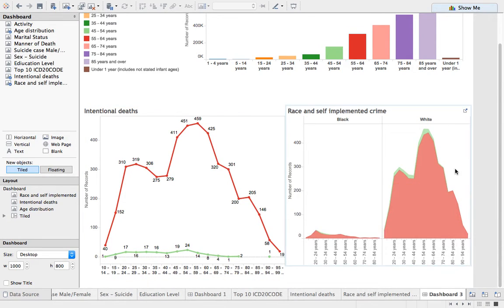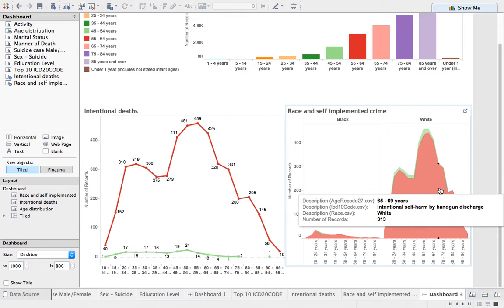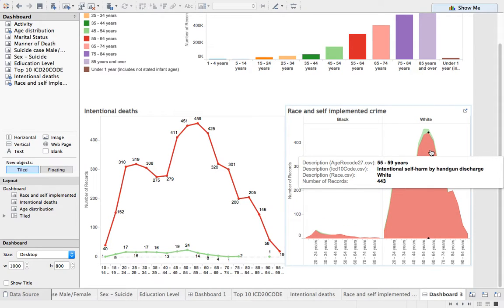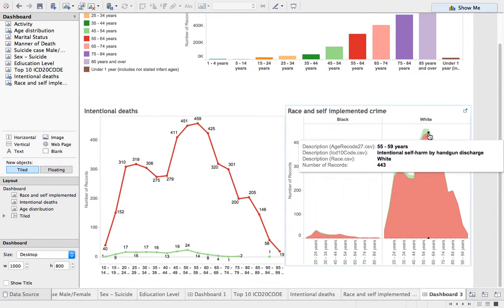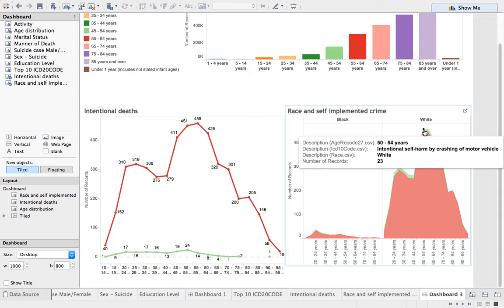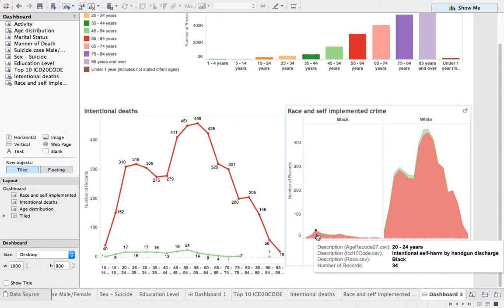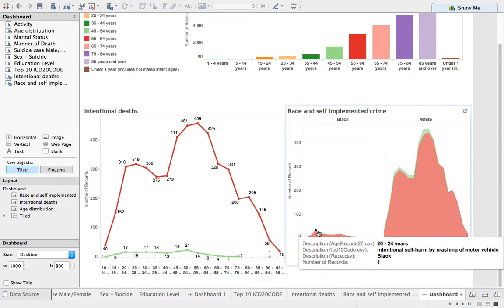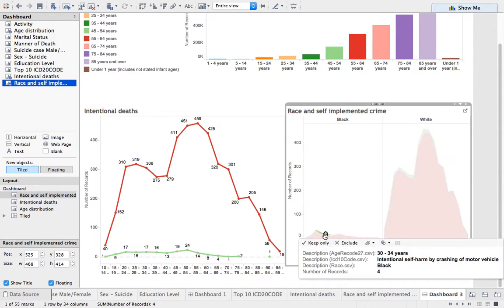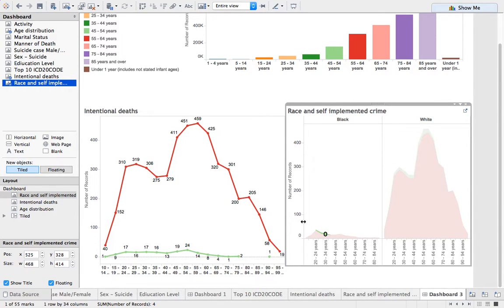Now if you bring the race category into the intentional death records, we can see there's a lot of change. Since the white population is the most dominant in the US, the number of white records is higher, but we can still check the mean age: for handgun it's 55 to 59 years in the white category, and 50 to 54 years in the crashing of a motor vehicle category. For black records, we can see that 20 to 24 is the mean age for both intentional self-harm causes. We can click on it and see. Yes, it is. It is an interesting factor.